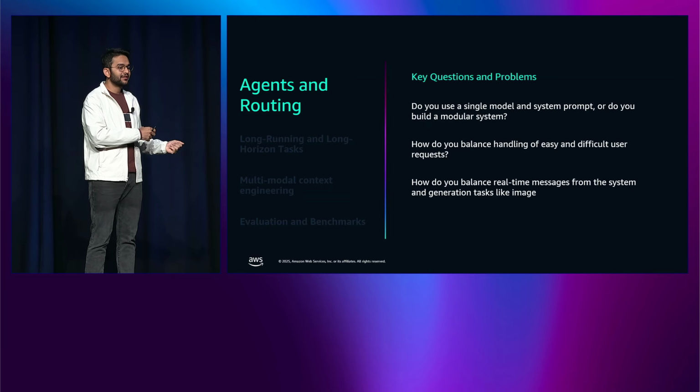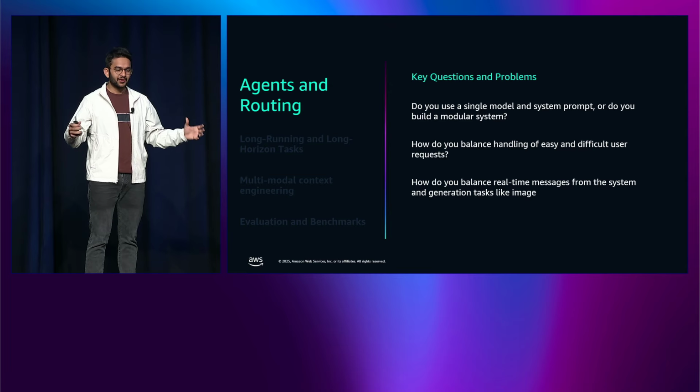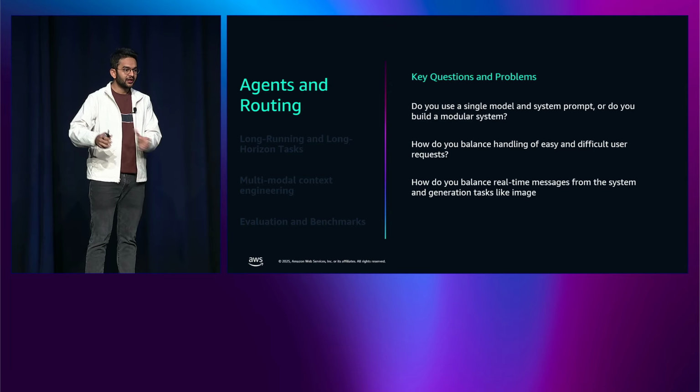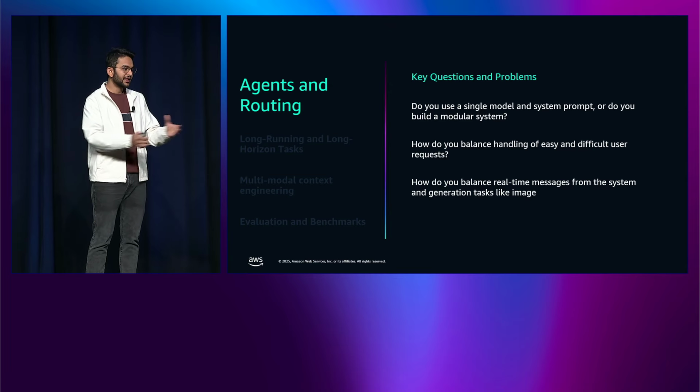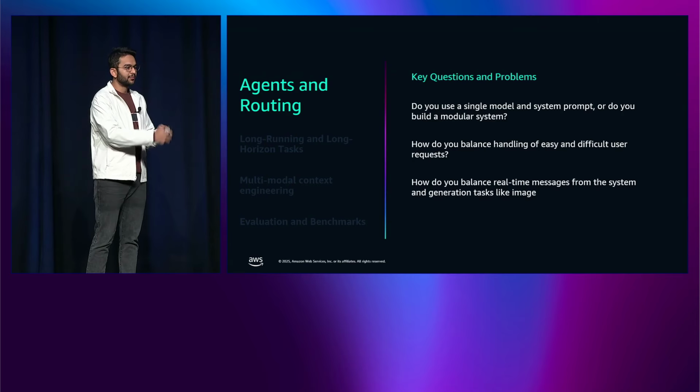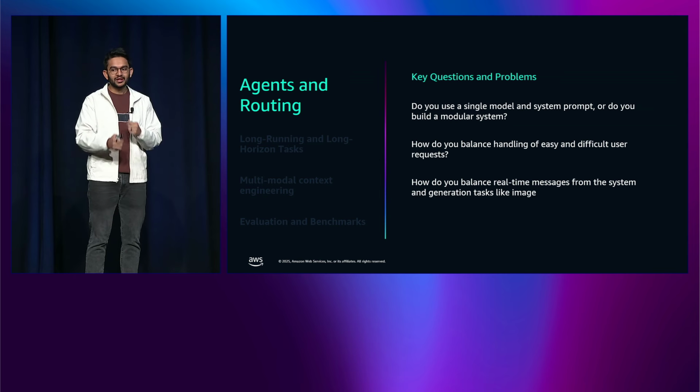And last is balancing real-time updates versus long-running tasks. So naturally, as you support many features, some of them take longer, like making a video may take a minute, but generating an image only takes 3 seconds. And then responding immediately may also only take 3 seconds. So how do you balance showing real-time updates while also doing tasks that take longer?